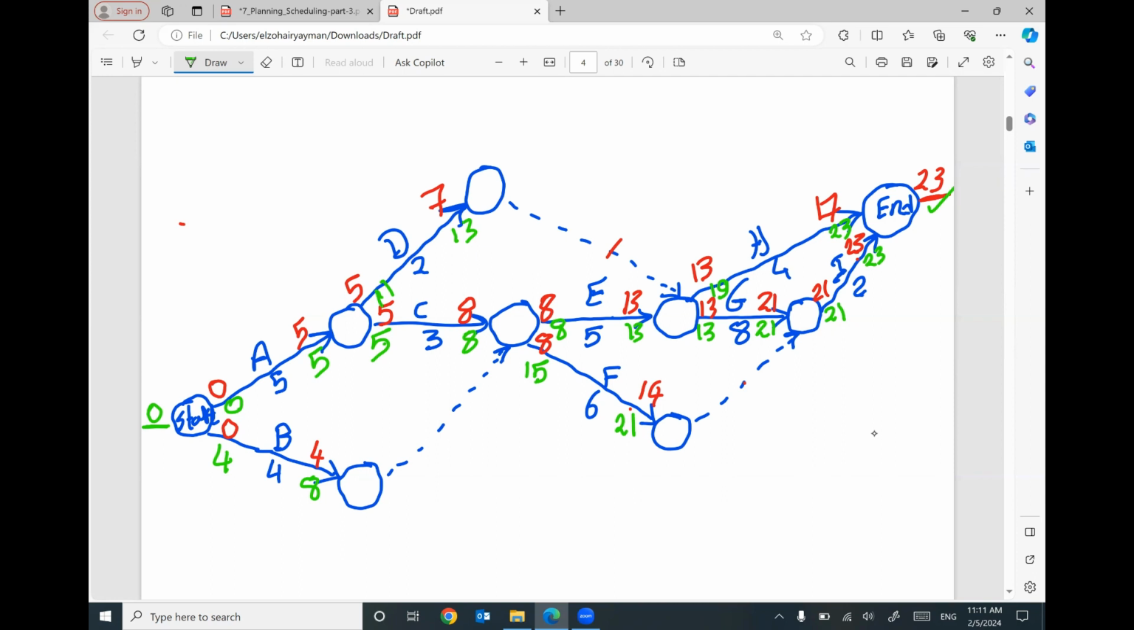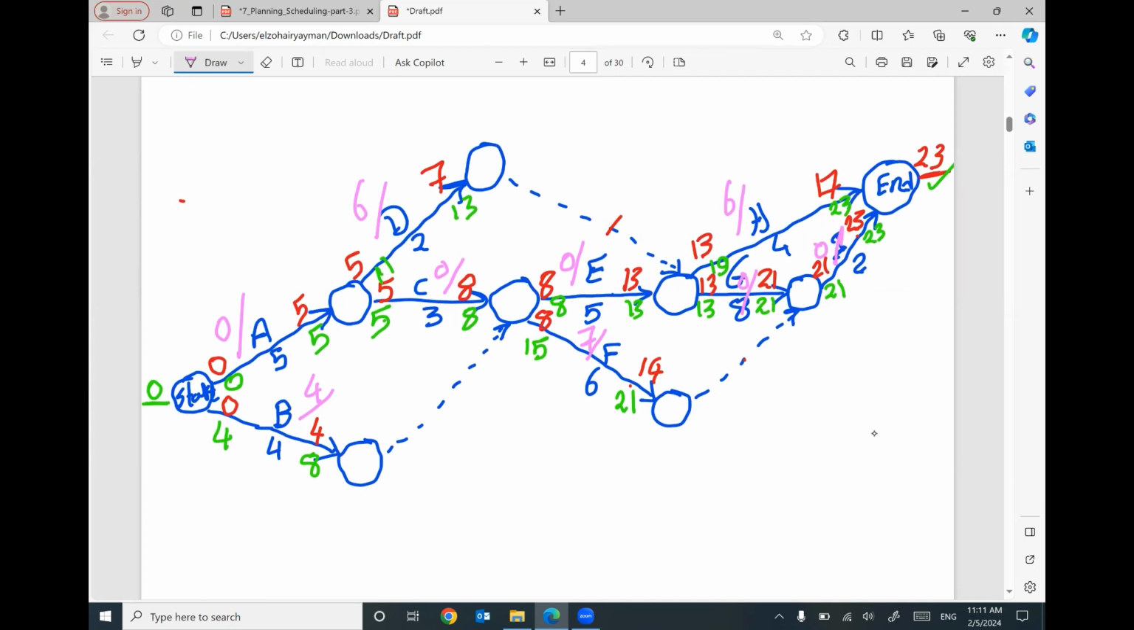So far, so good. Let's do the total float for each activity. This one will be 0. This one will be 6. This one will be 0. This one will be 4. This one will be 0. This one will be 7. This one will be 6. This one will be 0. This one will be 0, and so on.